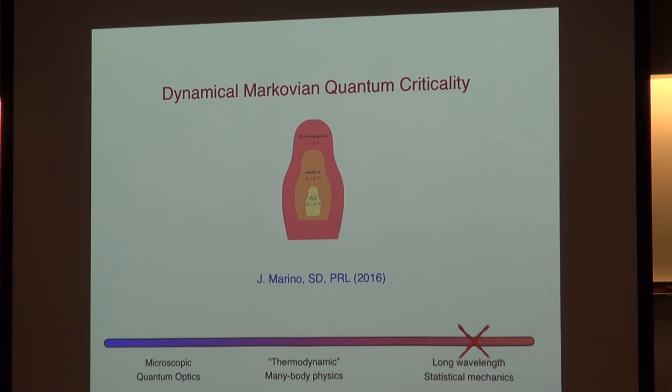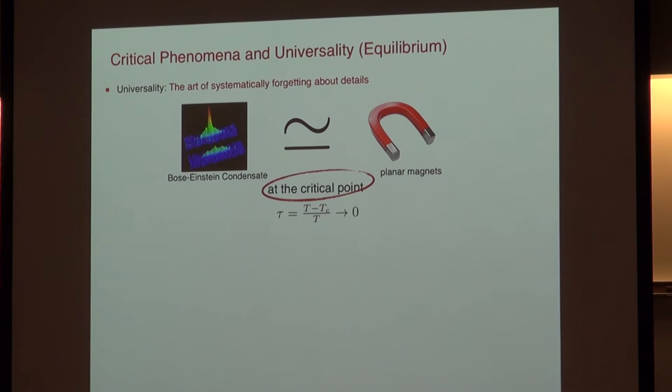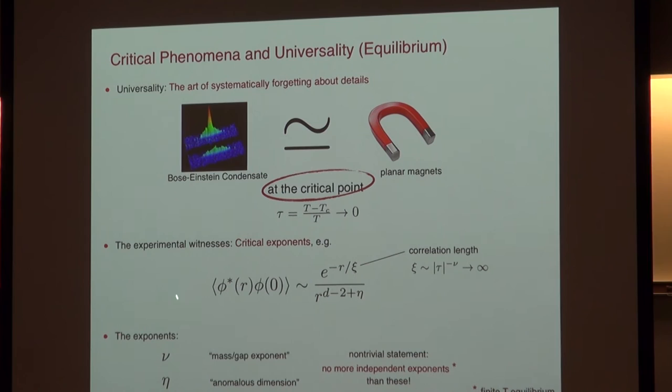OK, good. Now that brings me to criticality. And to begin smoothly, I would like to remind you of critical phenomena and universality in an equilibrium problem. Universality is, in some sense, the art of systematically forgetting about minor details, meaning that systems as diverse as a Bose condensate or a planar magnet behave, even in a quantitative sense, identically if you push them to a critical point. This is witnessed experimentally in large systems by the set of critical exponents characterizing the decay behavior of this first-order spatial coherence function. In particular, at the critical point, you have a divergence of the correlation length, which is universal with this number nu here, and some correction to the dimensional scaling, which is called the anomalous dimension.